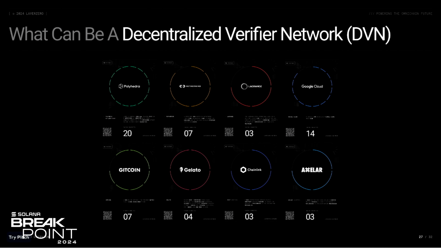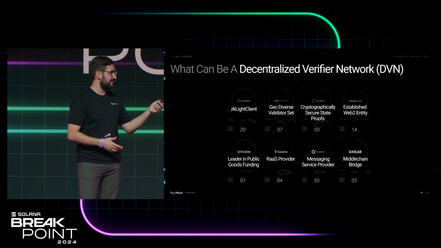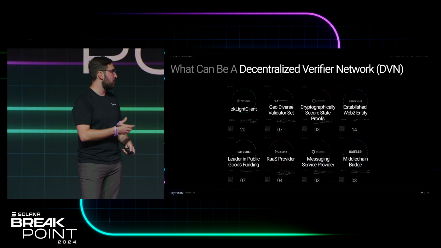In terms of what can be a decentralized verifier network, there are currently 30 plus that are live today. At the moment, some of the ones that you can configure between are Polyhedra, a ZK Lite client, Lagrange, cryptographically secure state proofs, or an existing provider like Axelar, CCIP, or Google Cloud.